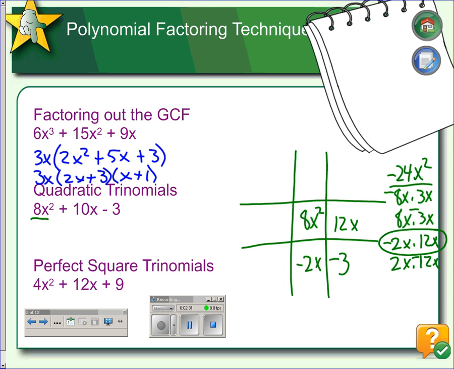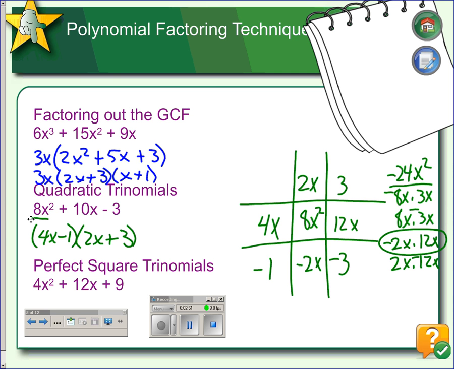Taking out the GCF, for the bottom row it is negative 1. Top row is 4x. First column is 2x, and second column is 3. So this would factor as 4x minus 1 times 2x plus 3.